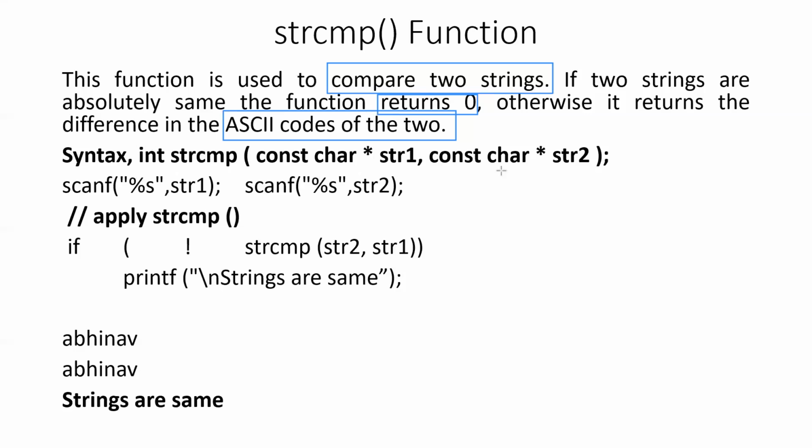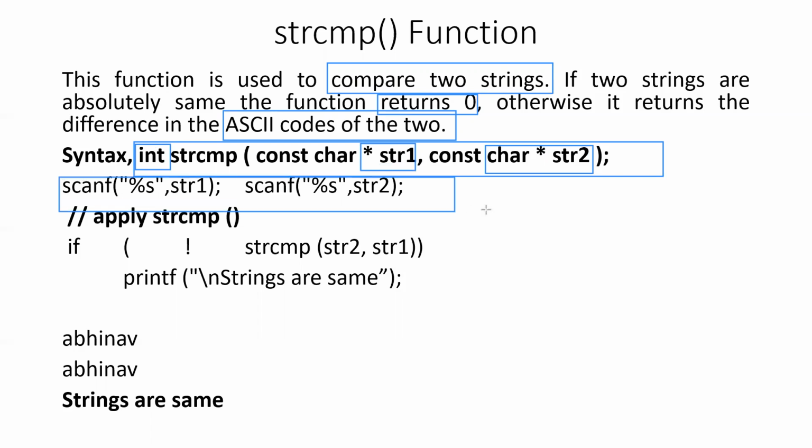This is the syntax of the string compare function. It will accept two arguments, and both these arguments are character strings. And the value returned by the string compare function is int: 0 if the two strings are the same, and non-zero if the two strings are not the same. Now let's have a look at the program. The scanf function is used to accept the input for the two strings str1 and str2.